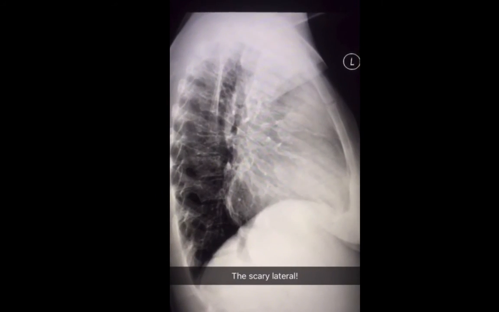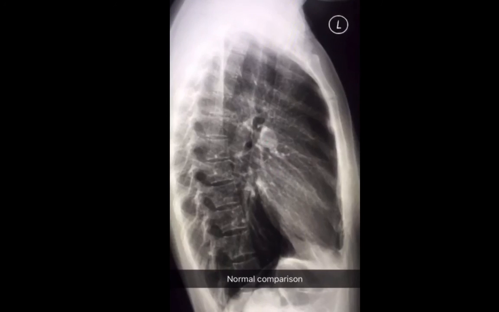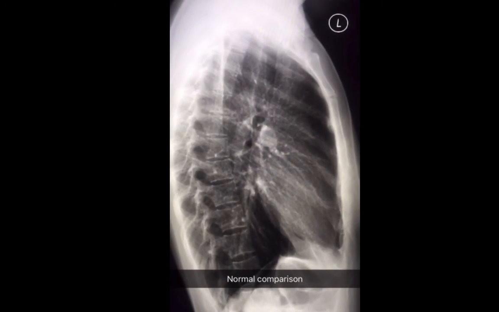In real life, don't be afraid to look at the lateral radiograph because that is really useful. I'll give you a chance to look at this and decide for yourself. We'll continue with the abnormal case. This is a normal case for the sake of comparison.